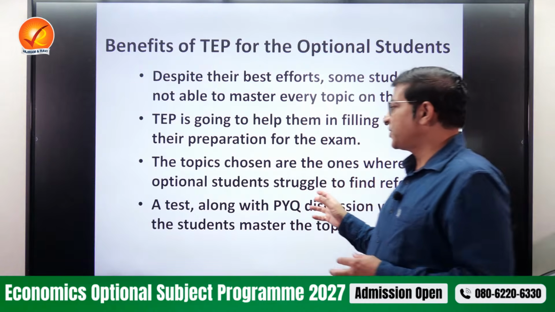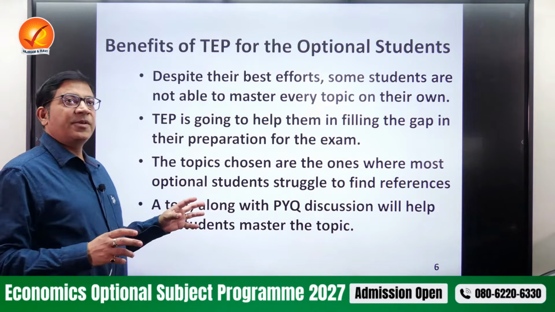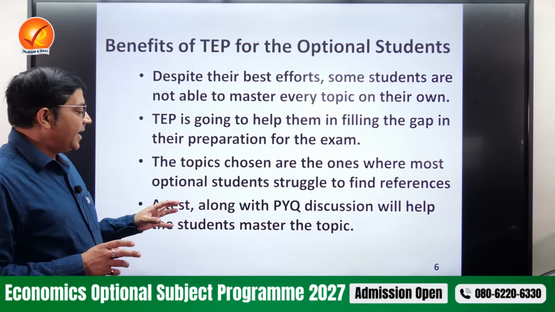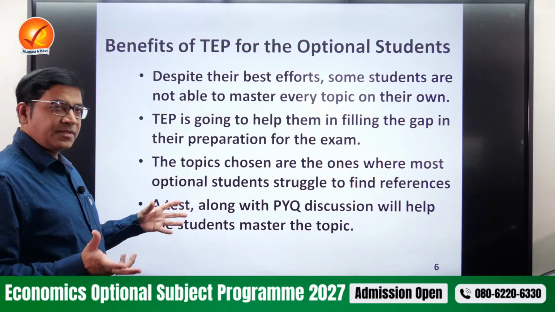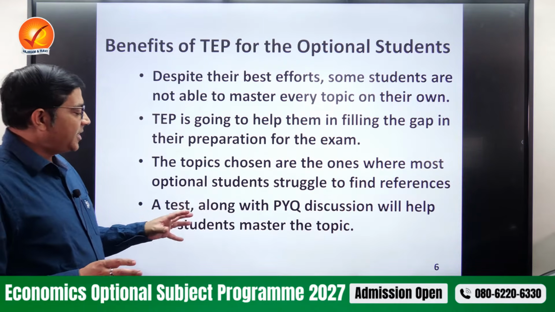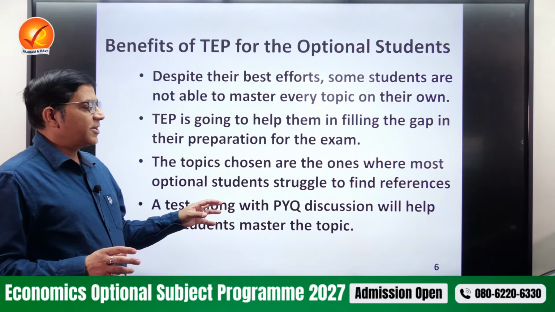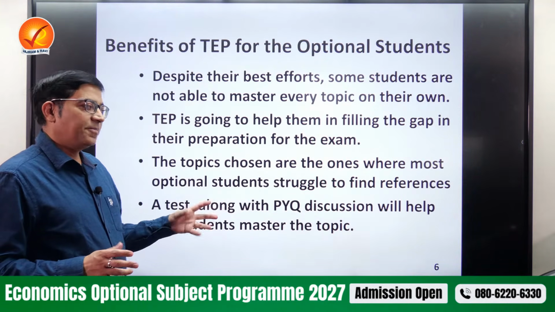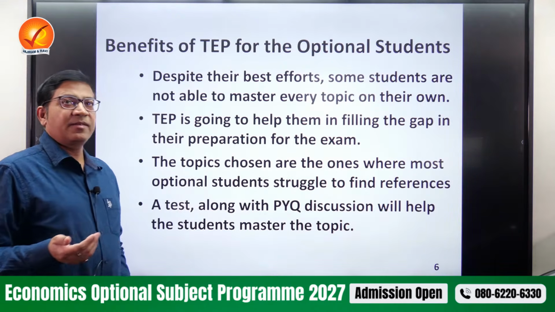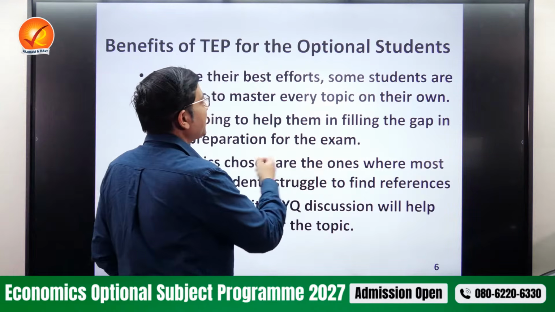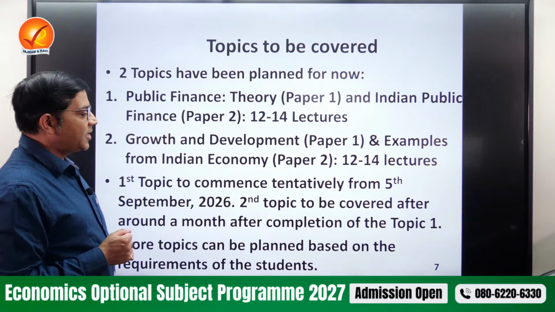The topics chosen initially are deliberately those where most of the economics optional students struggle. Since we are discussing benefits, one more benefit just to inform you is that followed by the classes, there will be a test on each topic and also a PYQ discussion in detail. So these things are also getting added over and above what we are discussing within the topics. Now, which topics to be covered in this particular program?